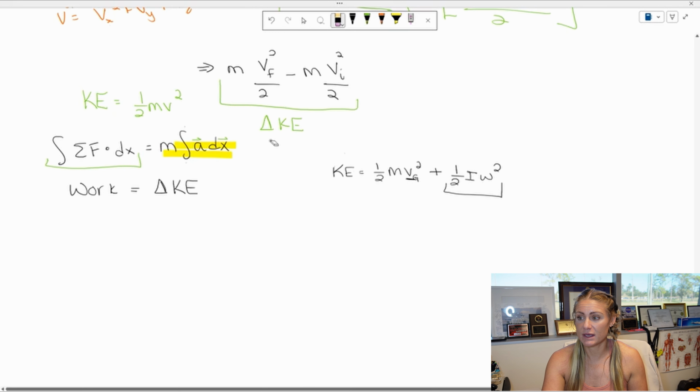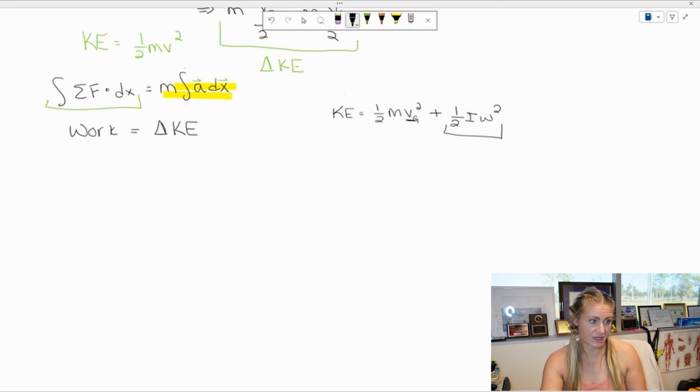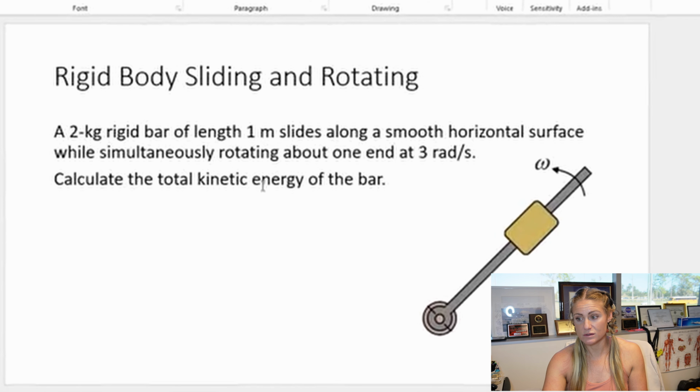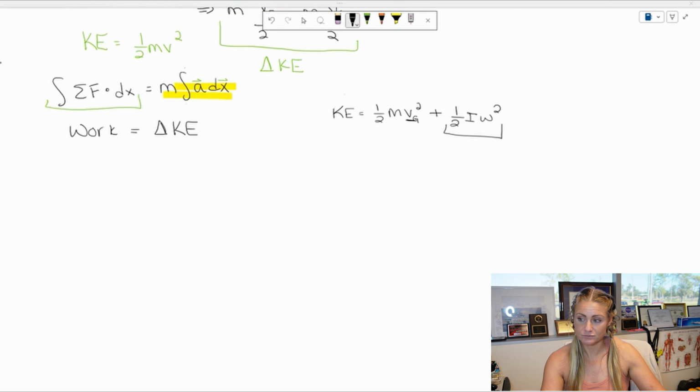So why don't we take a moment and look at that same example, but this time, instead of calculating impulse, I want to calculate kinetic energy. So we still have the same system. You have this 2 kilogram rigid bar that has a length of 1. It slides on a smooth horizontal surface while simultaneously rotating about one end at 3 radians per second. I want to calculate the total kinetic energy of the bar.